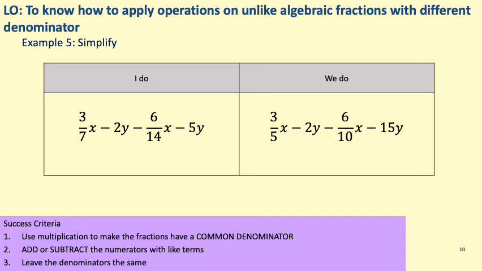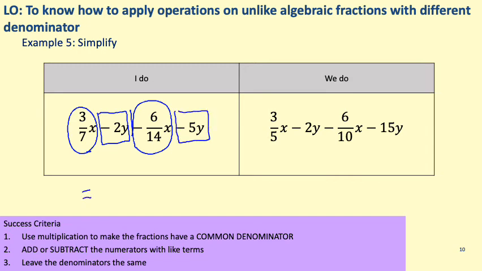Okay, so here we go. So we've got 3 over 7 lots of x, negative 6 over 14 lots of x, negative 2y, and negative 5y. So I'm going to deal with the whole numbers first. So negative 2y, subtract 5y, we're going to go further down the number line, so it's going to be negative 7y.